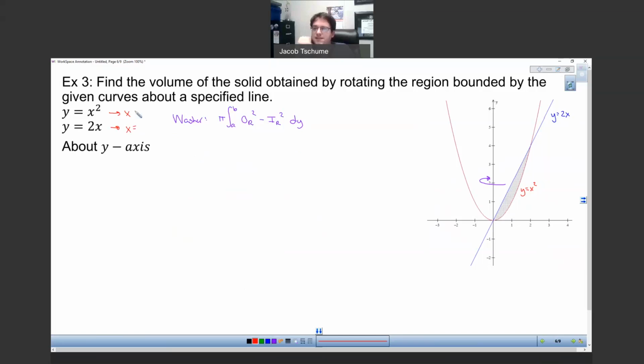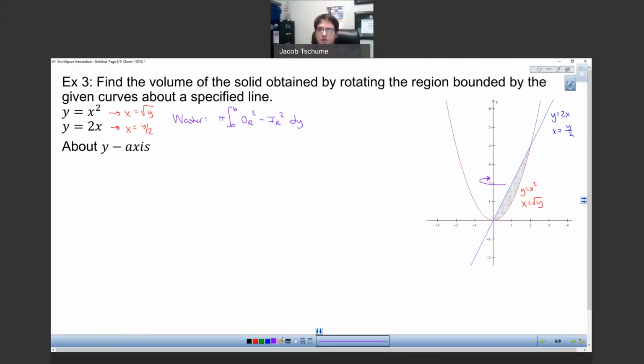On both of these, I need to solve for x. On the first one, that would give you x equals the square root of y, and on the second one, that would give you y over 2. So next to both of these functions, I'm going to put their equivalents. So x would be y over 2, and on this one, x would be the square root of y.